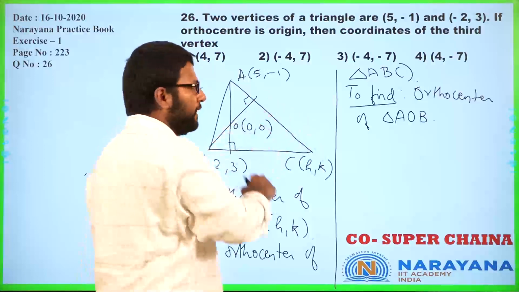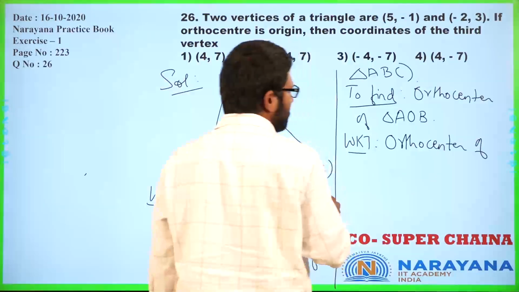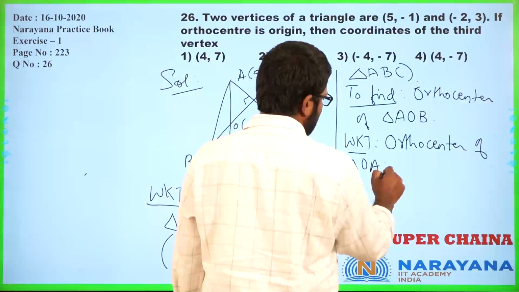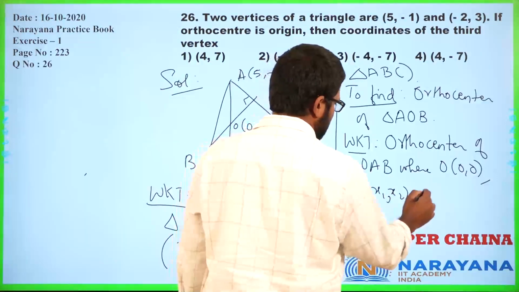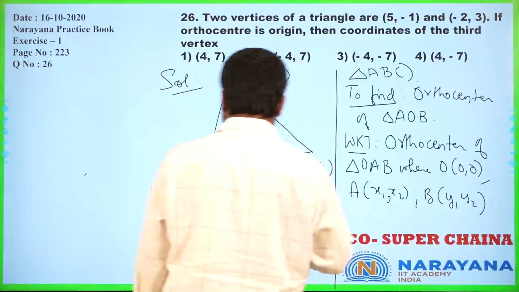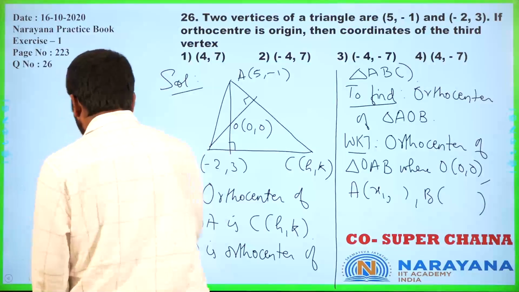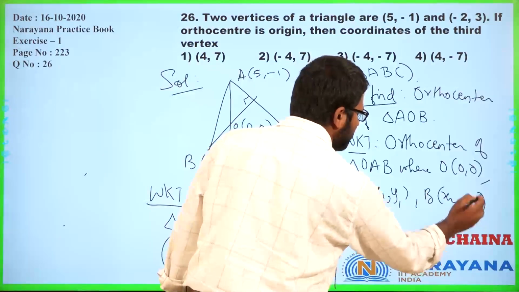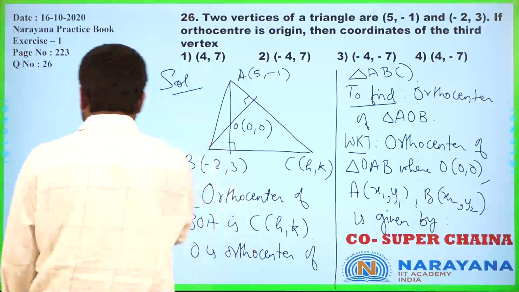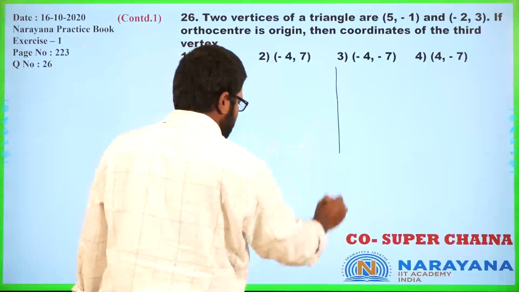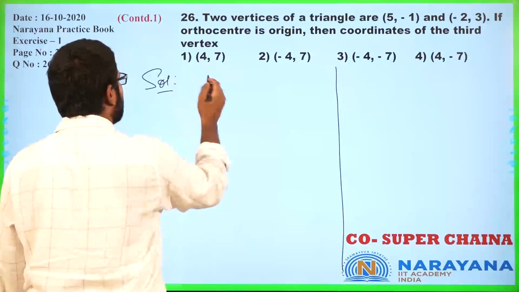Okay, so we are directly going to use that formula. We know that the orthocenter of triangle OAB, where O is 0, 0, A is x1, y1, B is x2, y2, is given by the following formula. Okay, let us just write the formula directly.